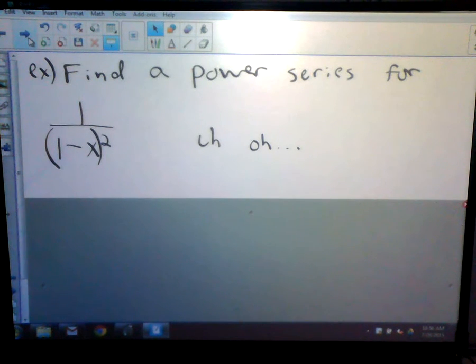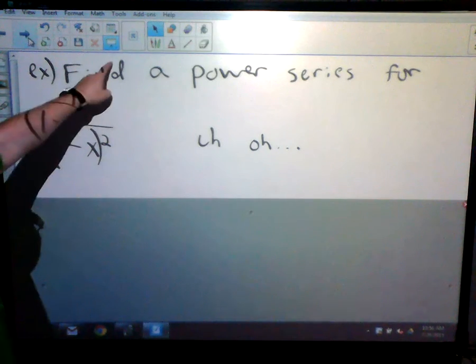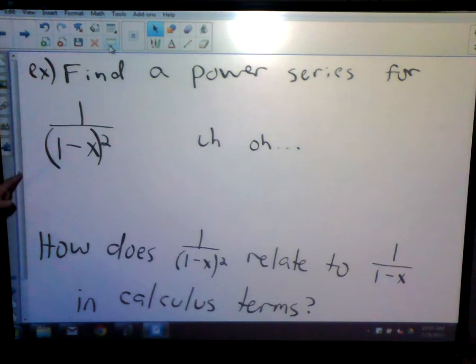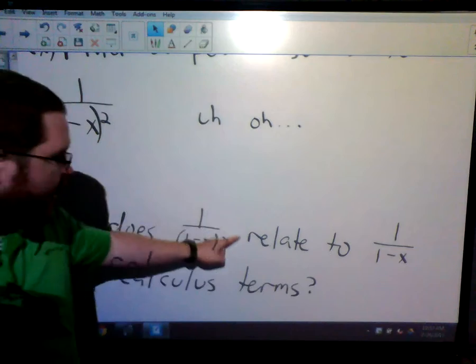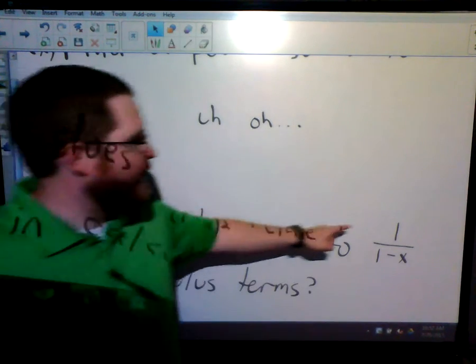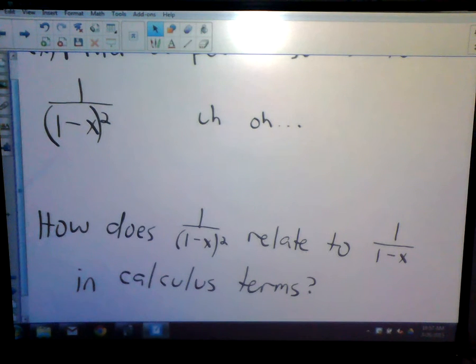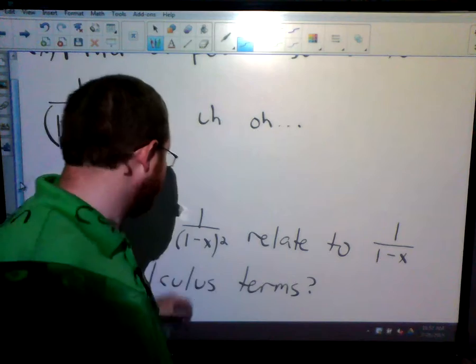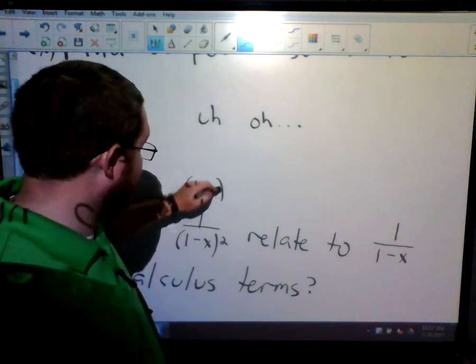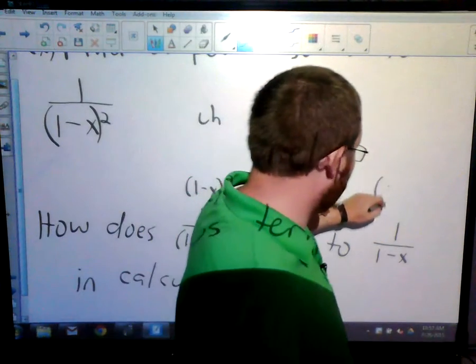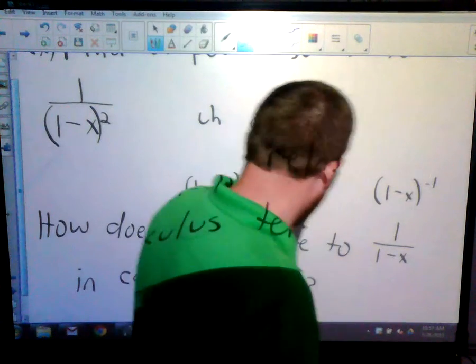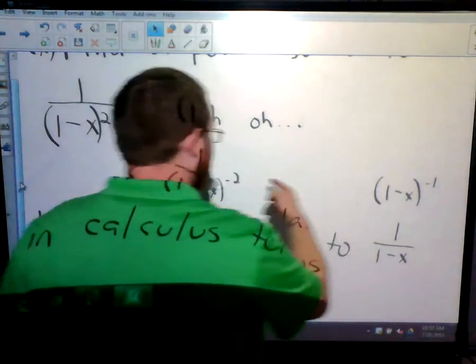Uh-oh. That's got squared around it. How does this, which we're trying to find, relate to this in calculus terms? Well, this is 1 minus x to the -2. This is 1 minus x to the -1. How can I get from this to this?